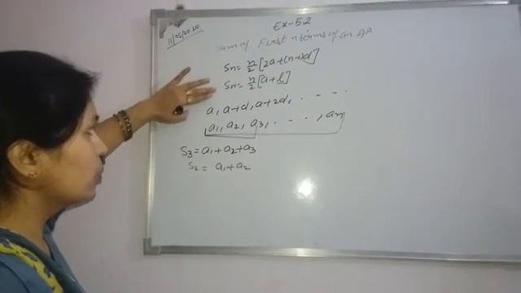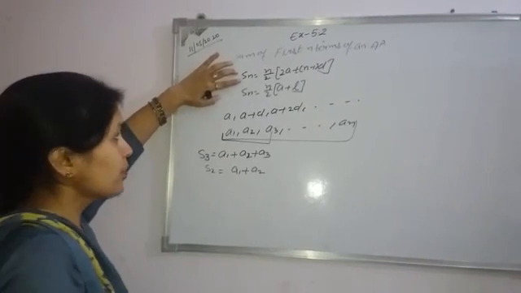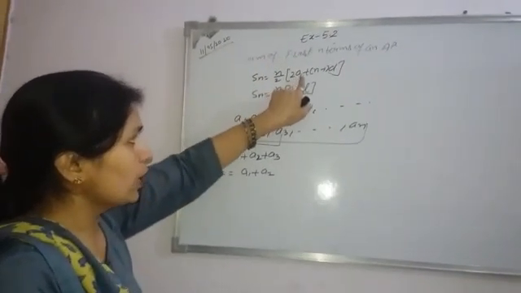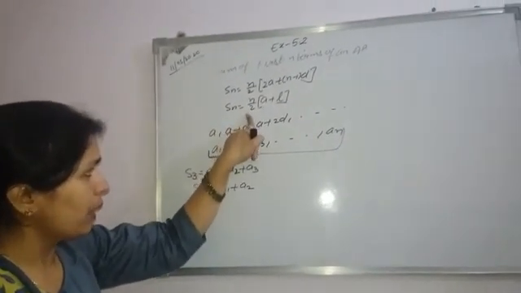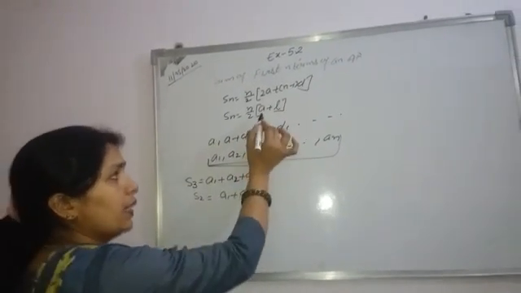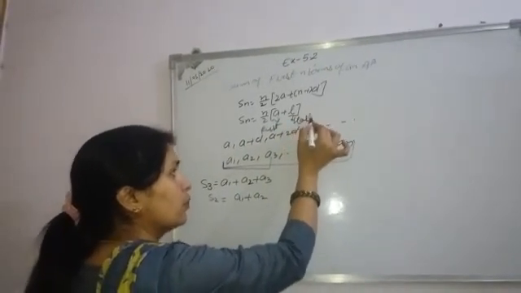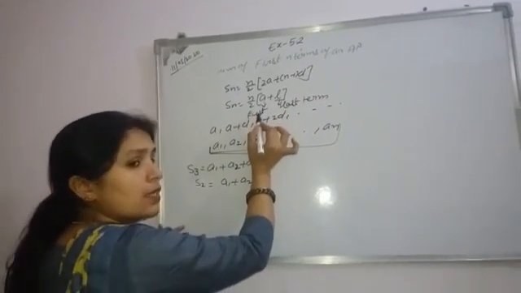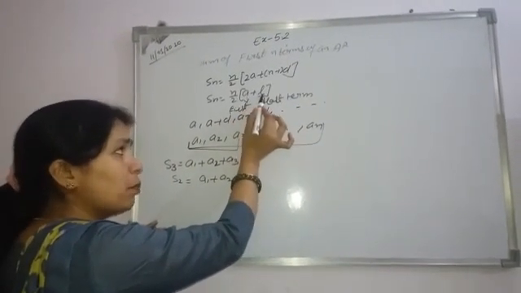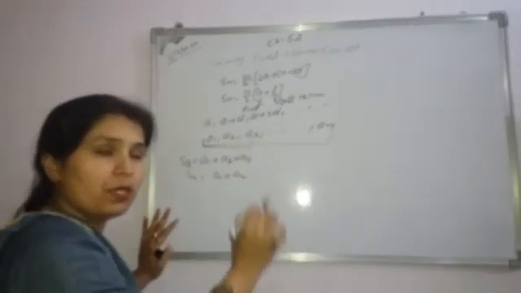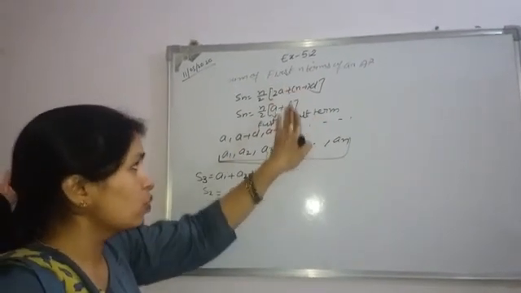And here we have two formulas to find out the sum of n terms of an AP. First formula is Sn is equal to n by 2, into 2a plus n minus 1 into d. And second formula is Sn is equal to n by 2, into a plus l. Here a stands for the first term and l for the last term. This second formula is applicable only when the last term of the AP is given to us. Otherwise, in all other questions we have to apply the first formula. So these two formulas we have.